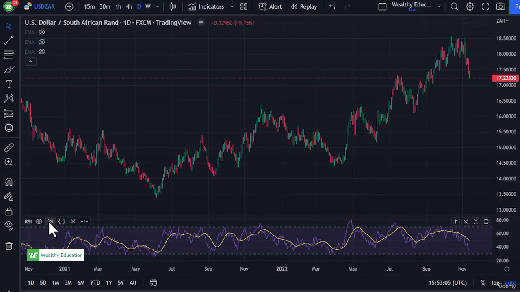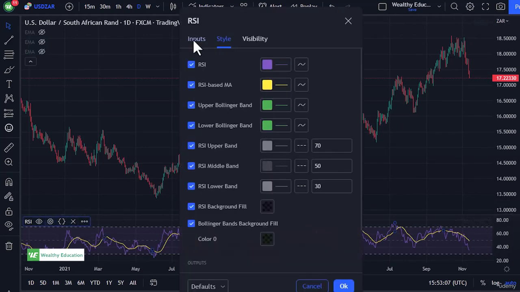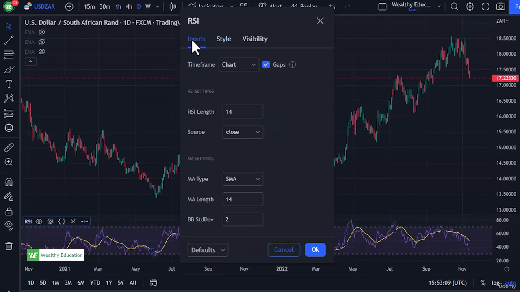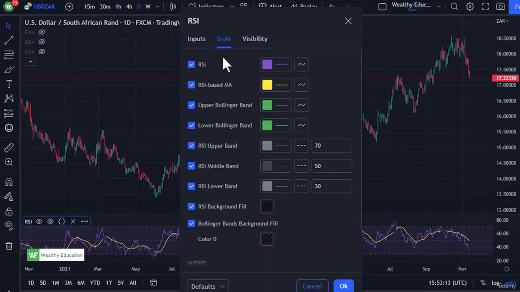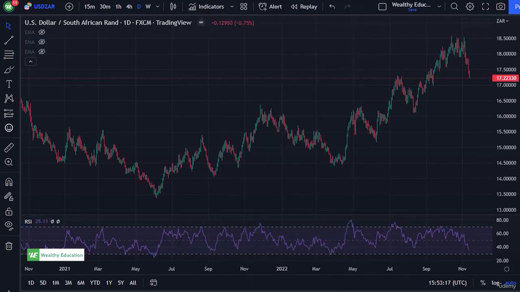Now, some people use the RSI based moving averages. For simplicity, we're just going to use the actual RSI line itself. That's how most people actually use it. So just be aware you may have to go into the settings and get rid of that moving average on your TradingView platform if you choose to use the RSI.